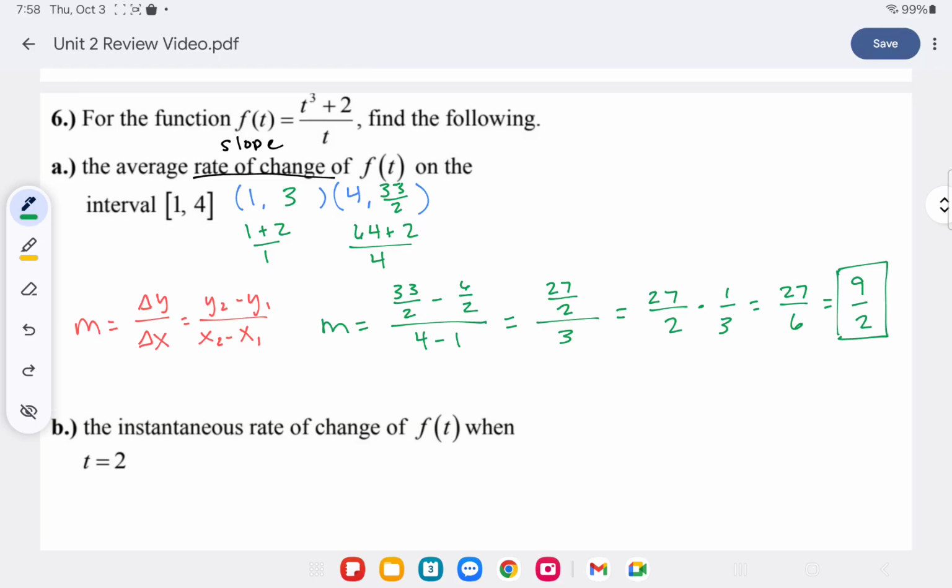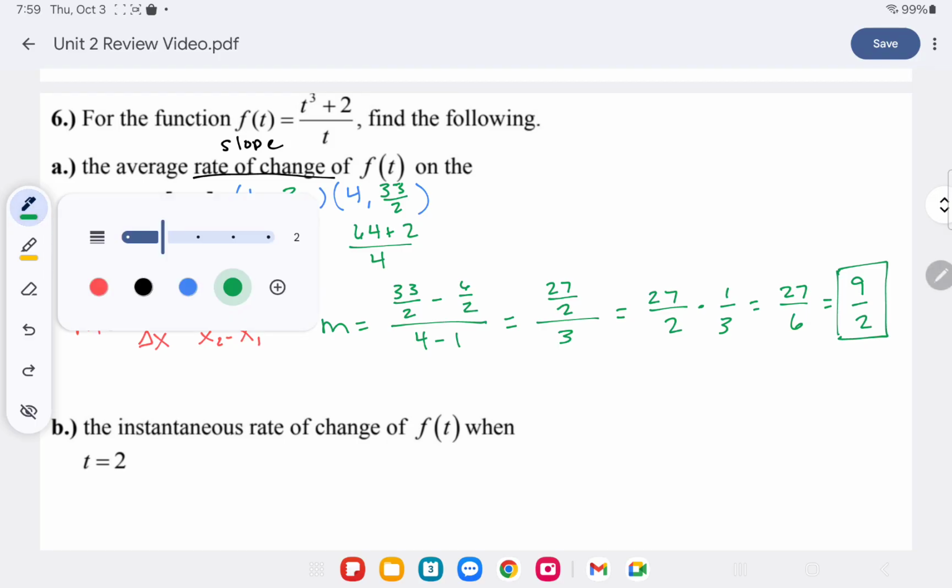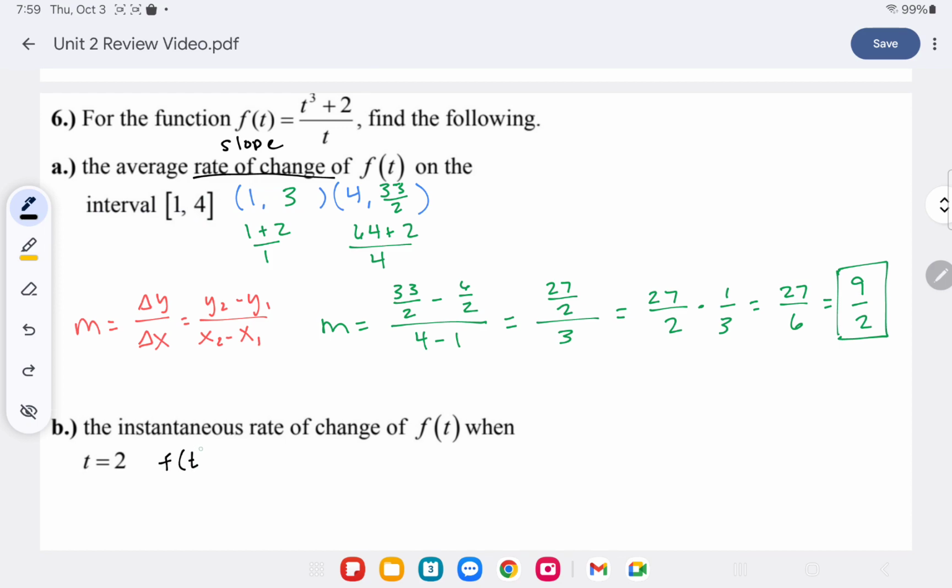But now we're going to find the instantaneous rate of change at 2. When we're talking about instantaneous rate of change, that's when we're talking about finding the first derivative. So of our original function f, if I need to find the first derivative, what I would probably do first is rewrite f as t cubed over t is t squared, and 2 over t is the same thing as 2 times t to the negative first. So I would rewrite it like this first so that I can use the power rule. Or you can use the quotient rule here, but I like the power rule if I can use it.